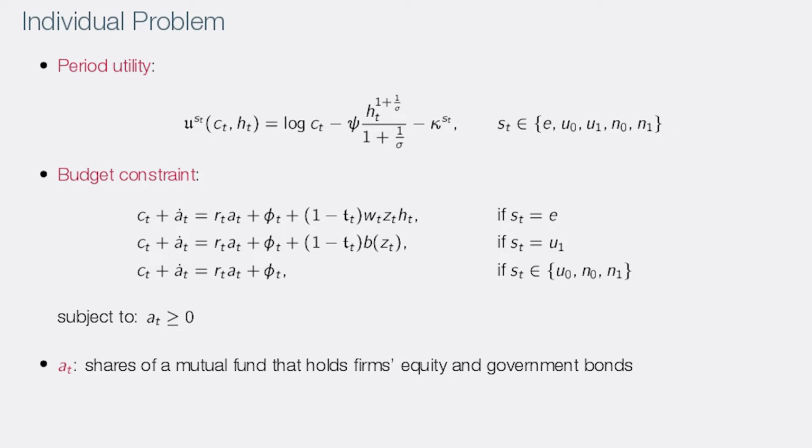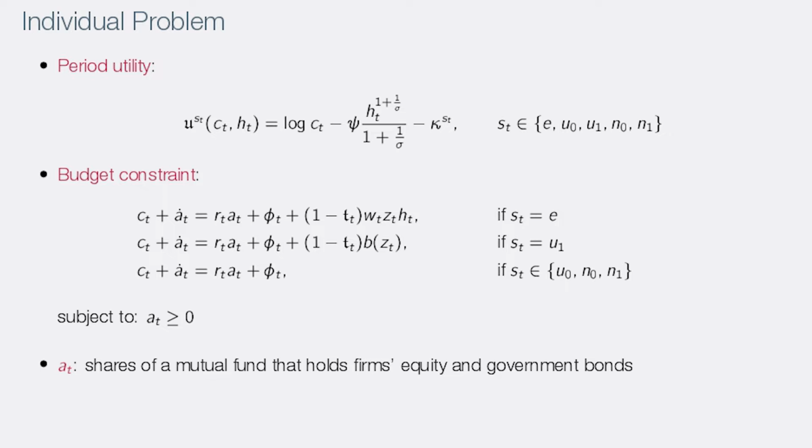Let me just summarize the individual problem. So this is period utility. Households obtain utility from consumption and disutility from hours, and kappa is a fixed cost of being in one of these states. For example, the cost of non-participation is normalized to 0. Then there's a small cost of being unemployed, which is like a search cost, and a larger cost of being employed, which you can think of as a fixed cost of working.